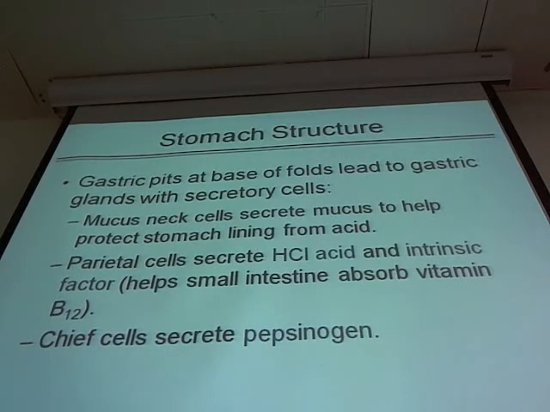Can you not change the slide yet? I didn't realize parietal cells did that. Yep. He just wants you to know HCl and parietal cells, that's it. Okay.